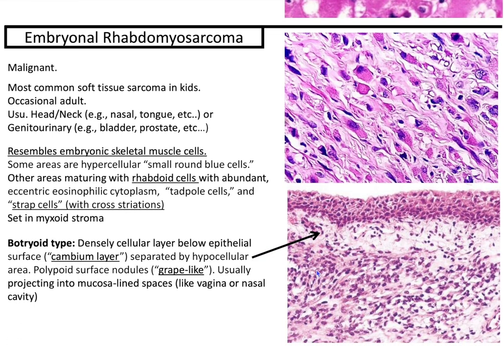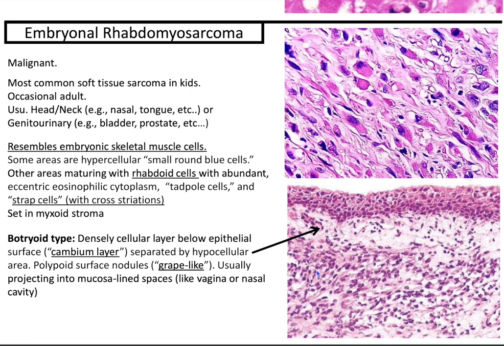Embryonal rhabdomyosarcoma. This is malignant. It's the most common soft tissue sarcoma in kids. You can have a specific subtype in your adults, your pleomorphic rhabdomyosarcoma, usually in the head and neck, the nasal region, the tongue, or the GU region, like the bladder or prostate. And it resembles embryonic skeletal muscle cells.